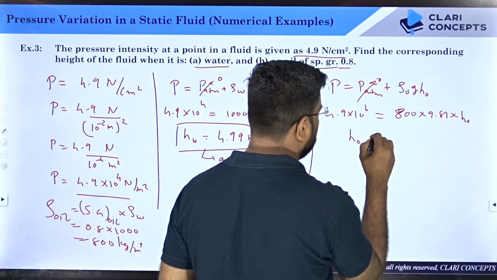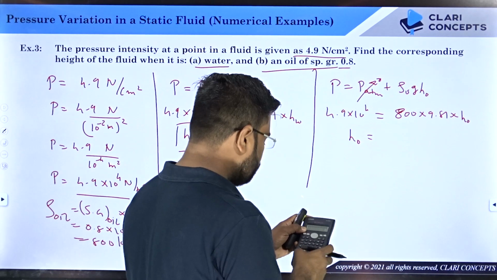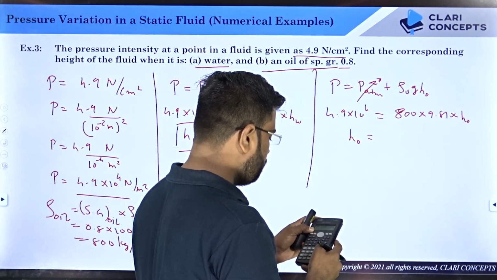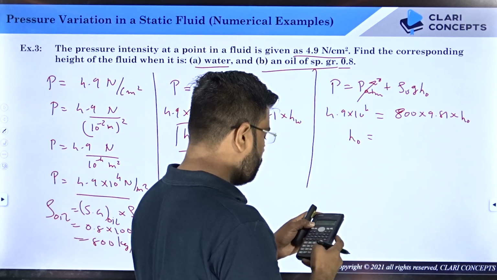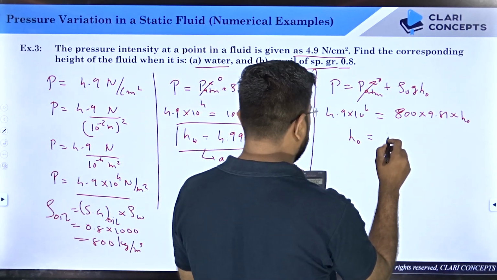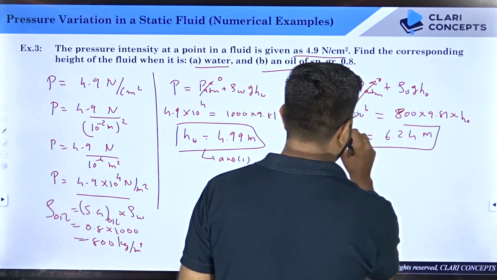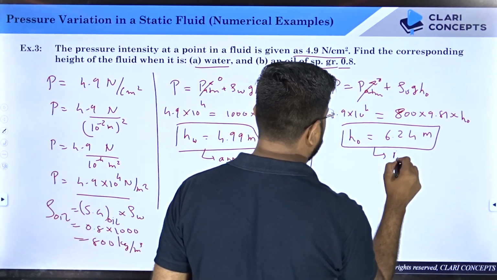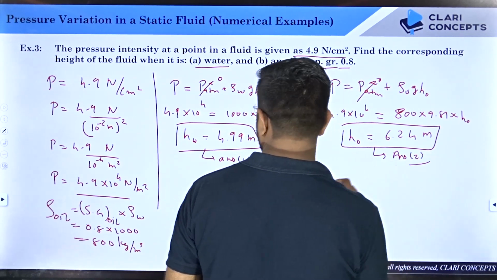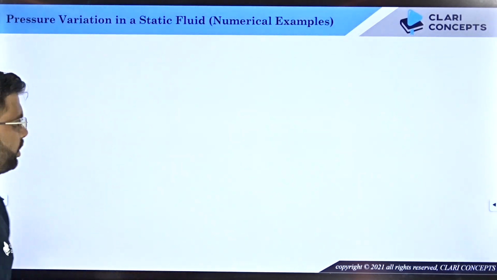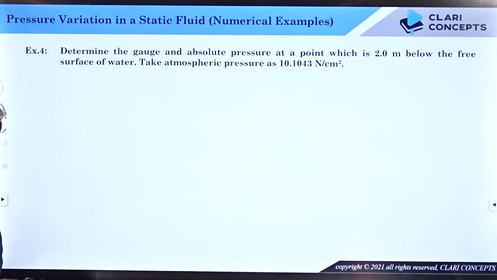I don't know what is the answer, right? So I'll calculate this. The column will be much larger, around 6.24 meters. You see, the column for oil with the same pressure will be larger. Answer number 2. Clear? I hope you got how to solve this numerical. You understood this. Let us take another example.